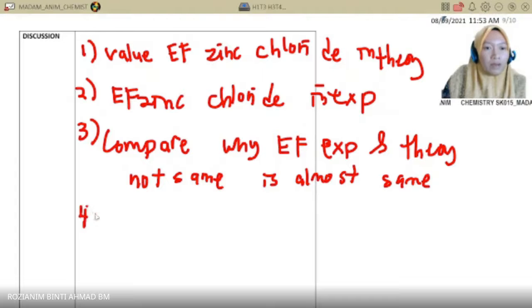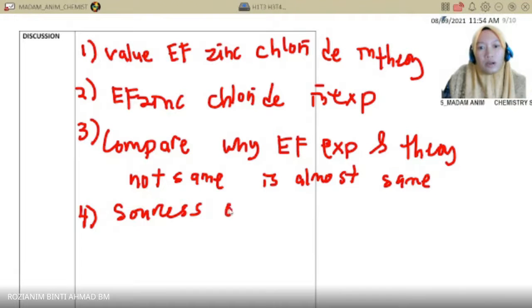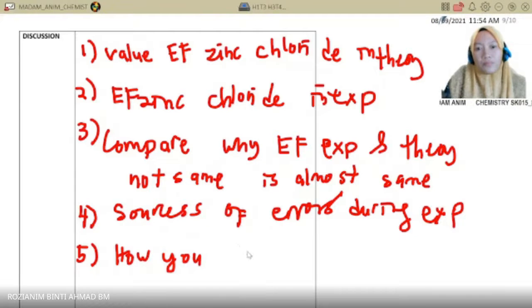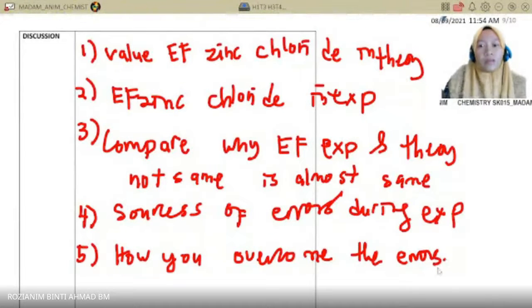So what happened for number 4? You must state what is the sources of error during experiment. And number 5, okay, how you overcome. How you overcome the sources ataupun how you overcome the error during the experiment. Okay, dan finalize baru kita akan buat this conclusion.